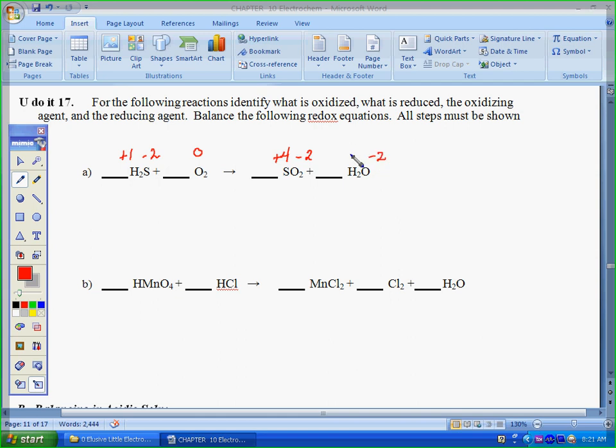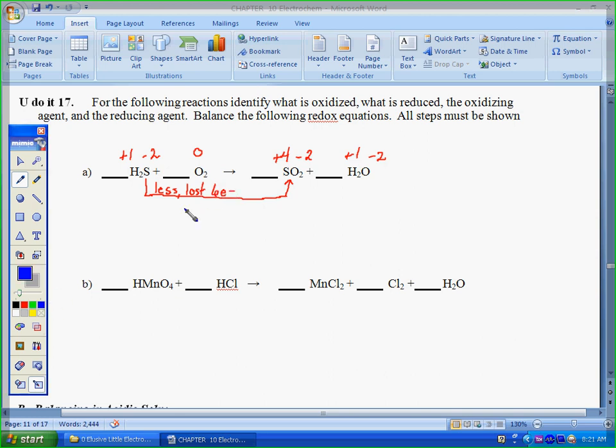And in water, we have -2, +1. Now let's take a look at our changes. Sulfur went from -2 to +4. So that makes it less negative, so it lost electrons. And in fact, it lost 6 electrons.